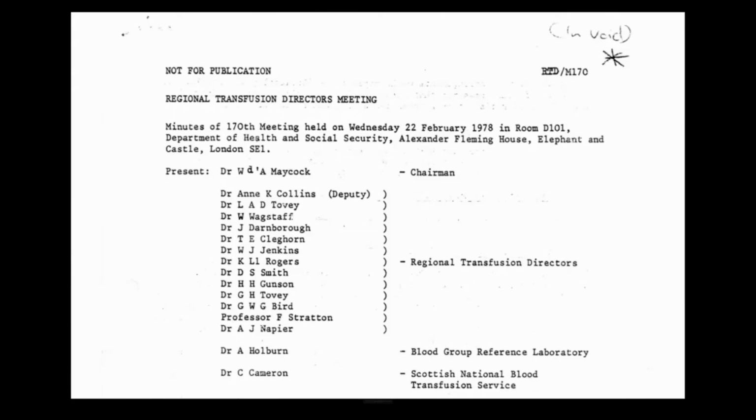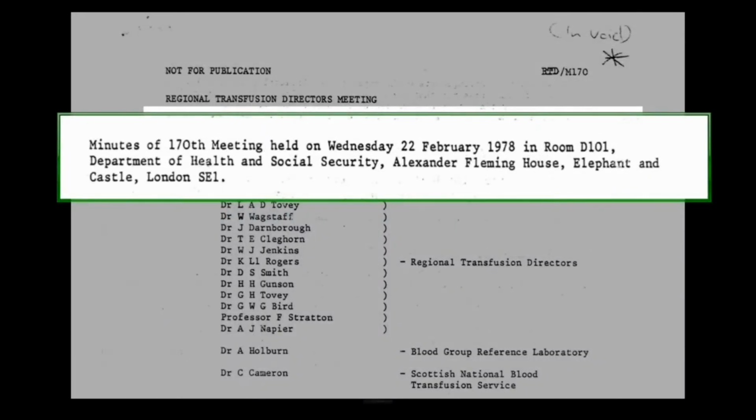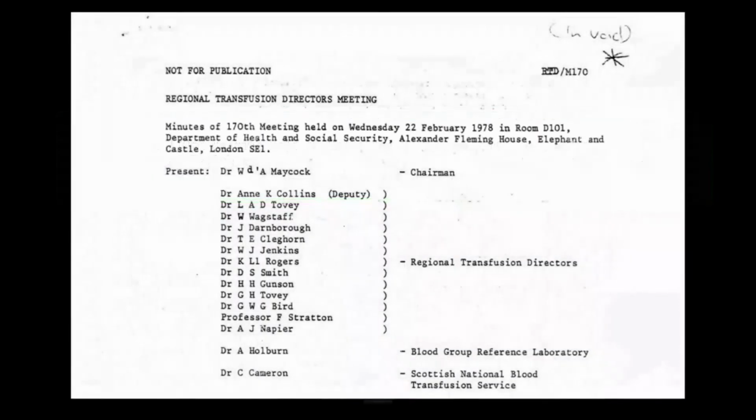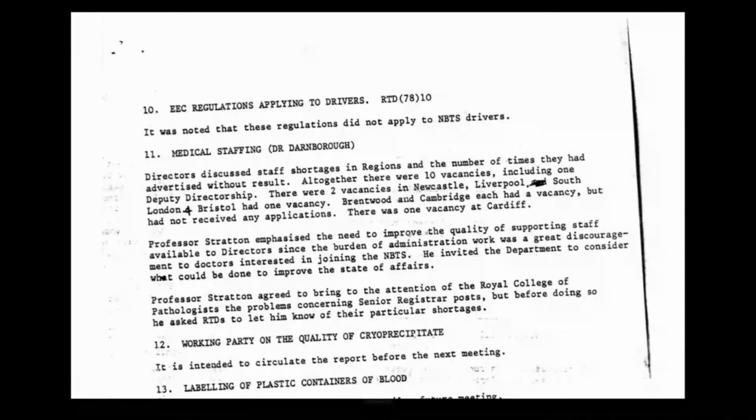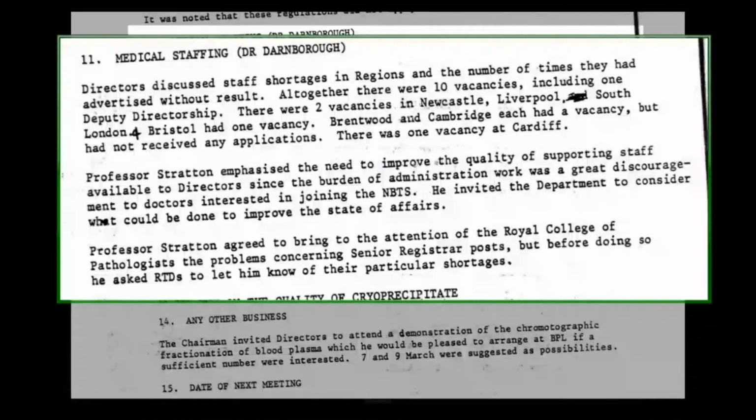These are the minutes of the Regional Transfusion Directors meeting of the 22nd of February 1978. And if we turn to internal page 7, there's a heading, medical staffing. Directors discussed staff shortages in regions and the number of times they'd advertised without result. Altogether, there were 10 vacancies, including 1 deputy directorship.